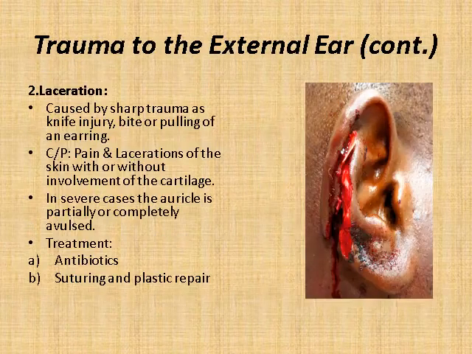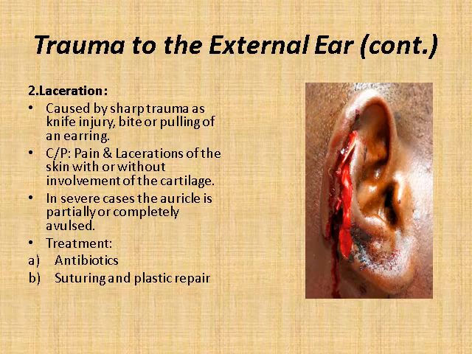Sharp trauma to the auricle can cause laceration. This can be caused by any sharp object like a knife, or by a bite or pulling of an earring. What is the clinical picture of laceration? You'll find pain and laceration of the skin with or without the involvement of the cartilage, and in severe cases we can even see partial or complete avulsion of the auricle.